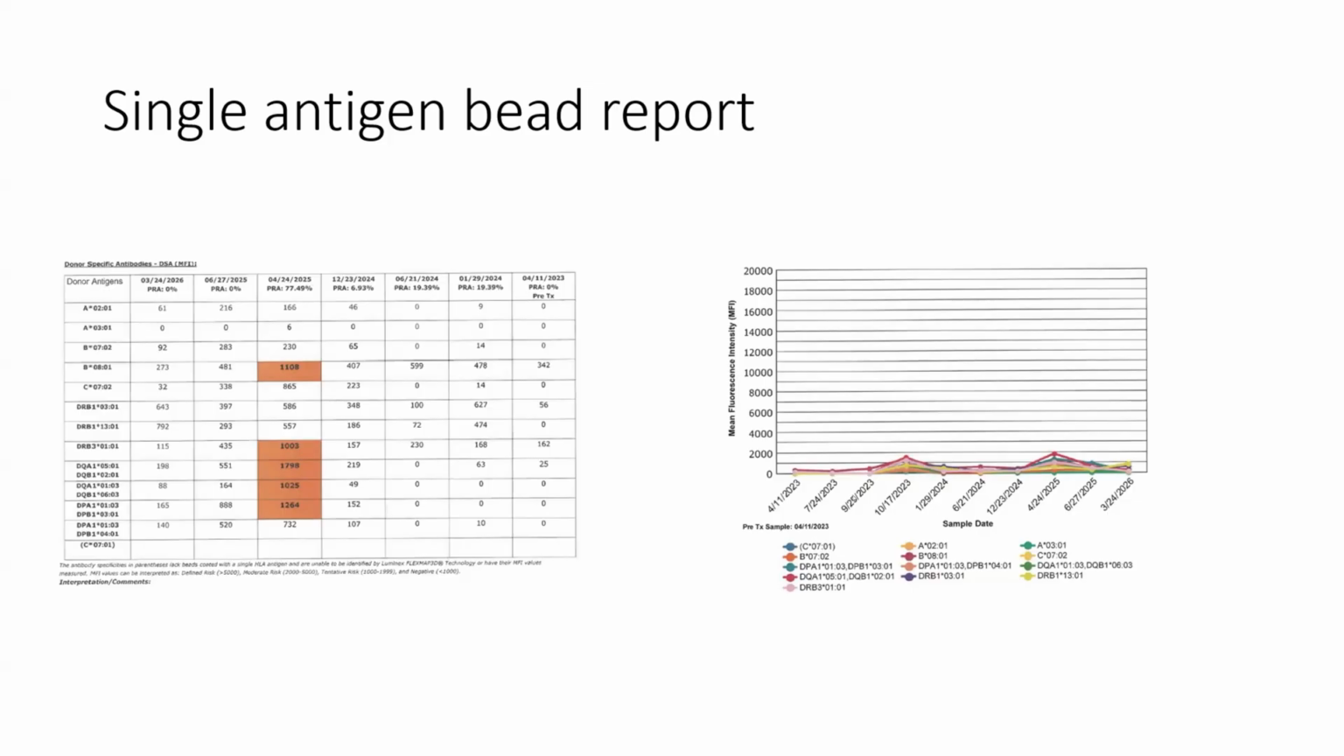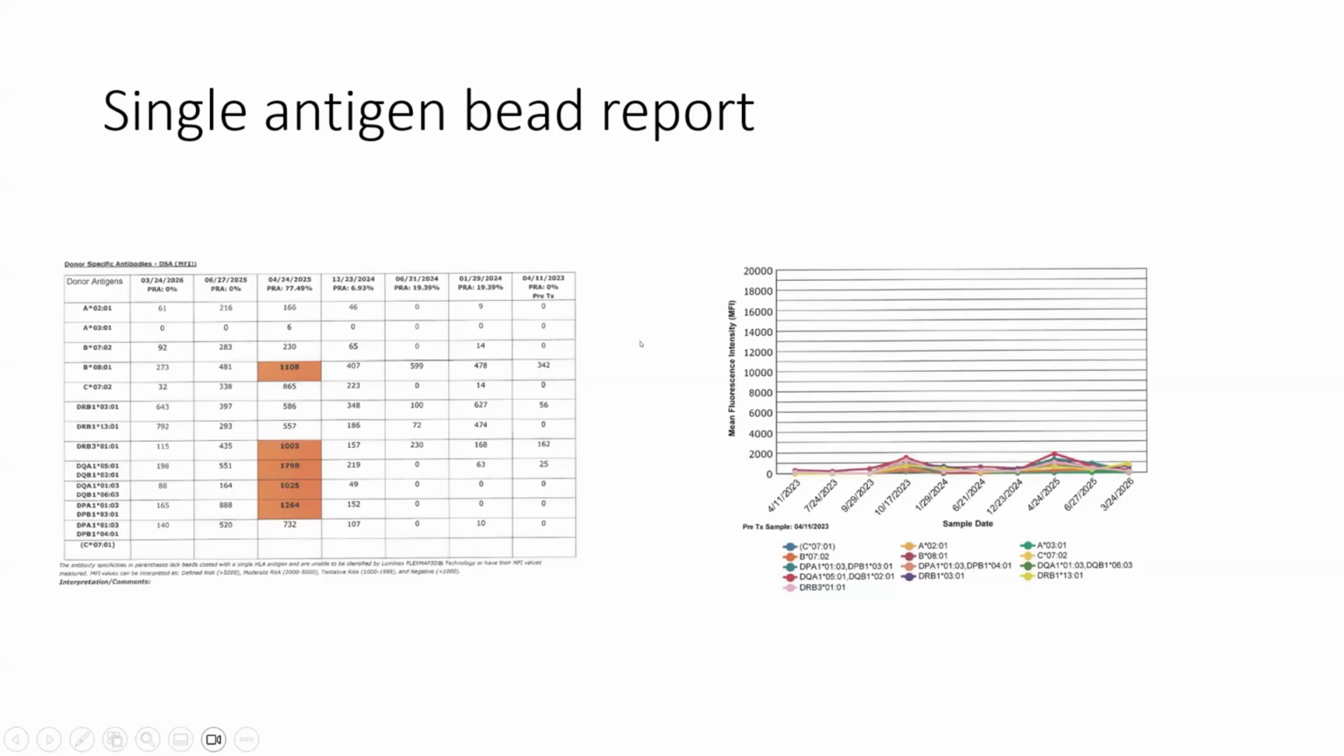So this is DSA. On the left, usually over 1,000 is where we'd be concerned. You can see that this person had DSA in the past that subsequently went away. These are specific antibodies to specific MHC pieces that it's recognizing. This is a different graph showing how it's increased and decreased over time. In this graph, for instance, this could represent a blood transfusion. This might represent a pregnancy, et cetera.